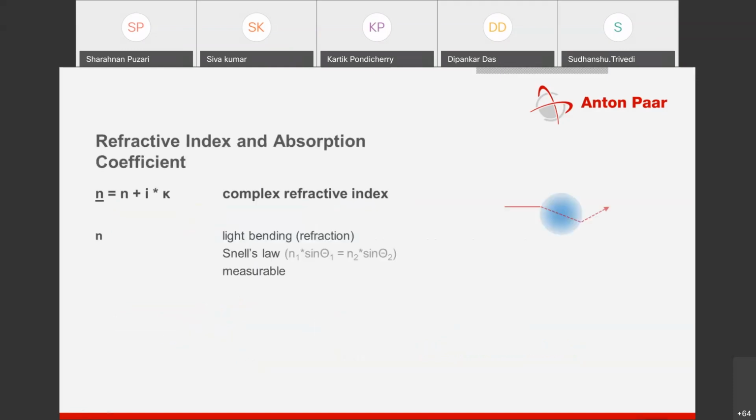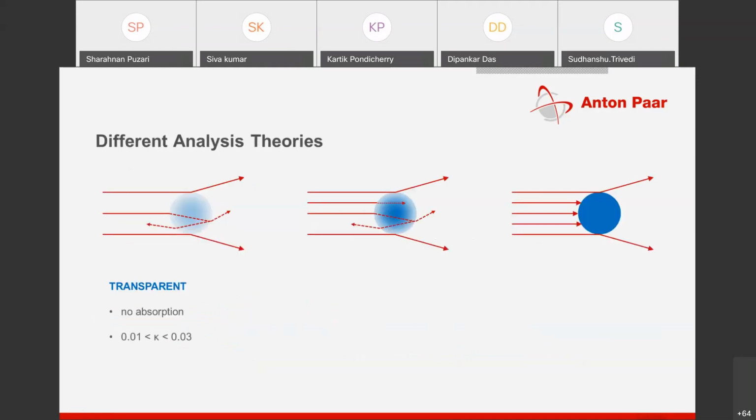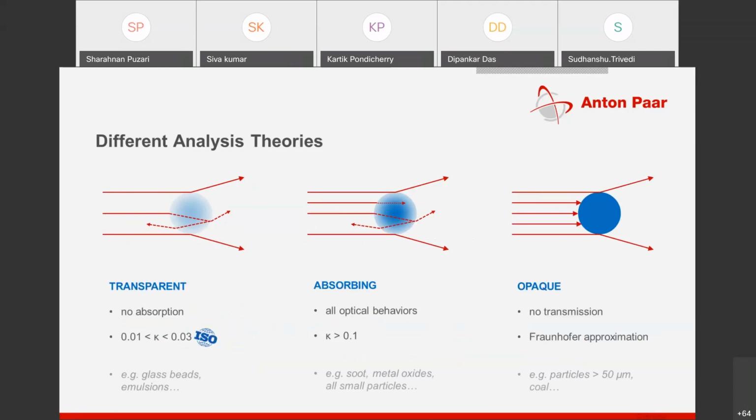If I take you to the real thing, yeah, this is the real thing. If your particle is transparent, there is no absorption at all, then the refractive index is considered, and absorption is considered between 0.01 to 0.03. And if your sample has absorbing behavior, having all optical behaviors, then absorption is considered to be greater than 0.1. And if your particle is opaque, then there is no absorbance required. So these are the optical properties that you take into consideration for your samples.